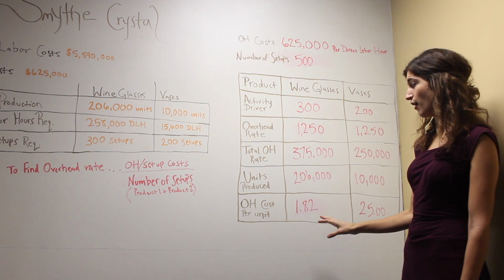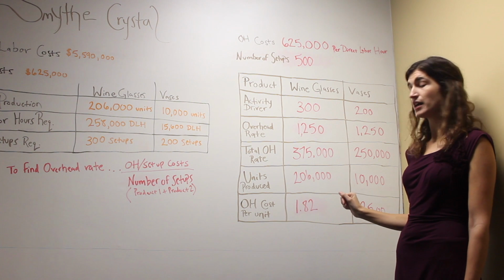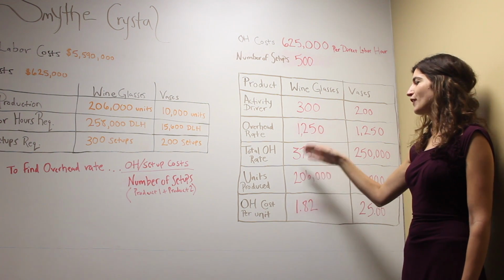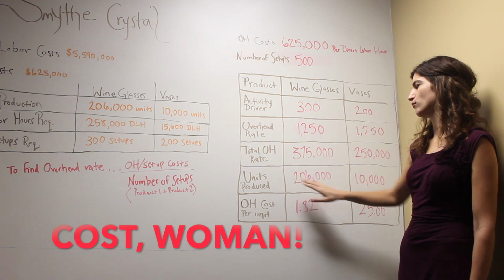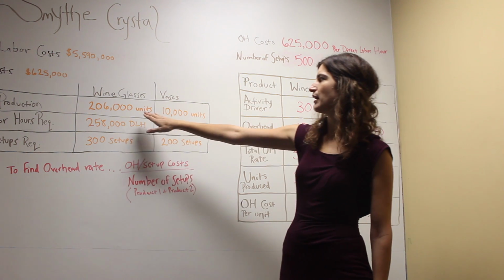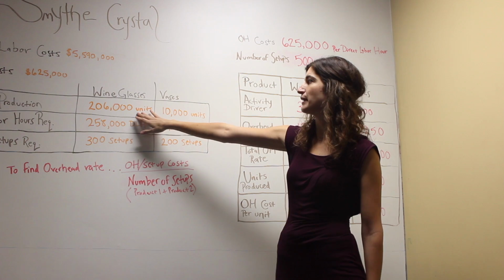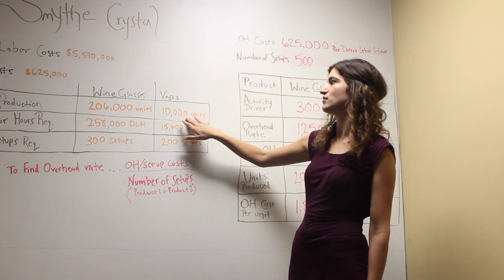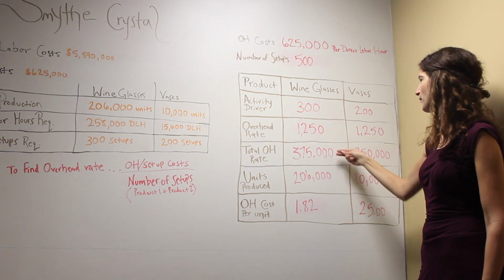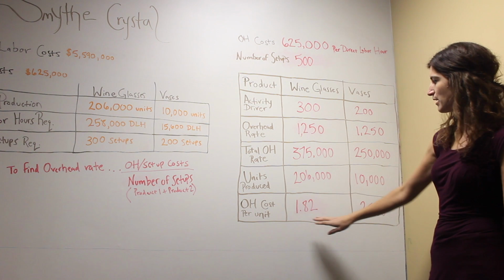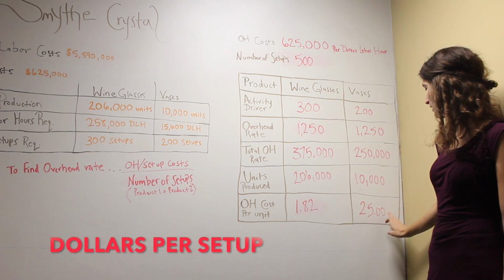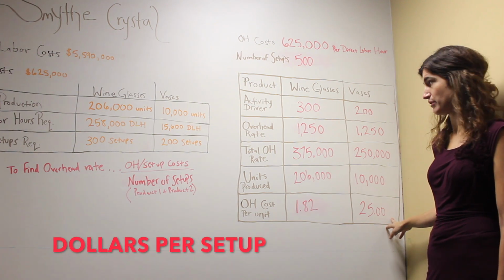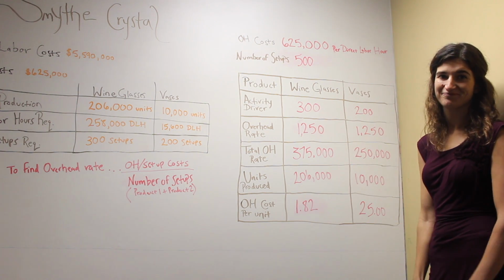Again, if you recall, we get our overhead cost per unit by dividing our units produced into the total overhead. We have our 206,000 units of wine glasses, as well as 10,000 units of vases. So we just divide that right in. When we do that, we get our overhead cost per unit of $182 for our wine glasses, and $25 per unit for our vases.